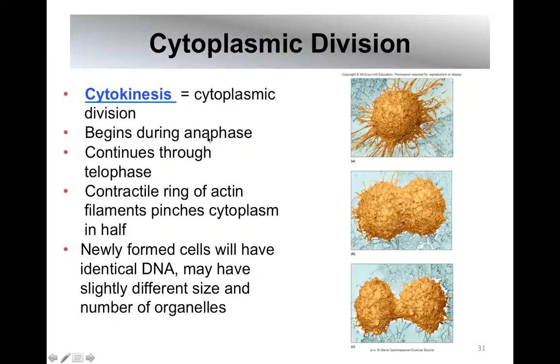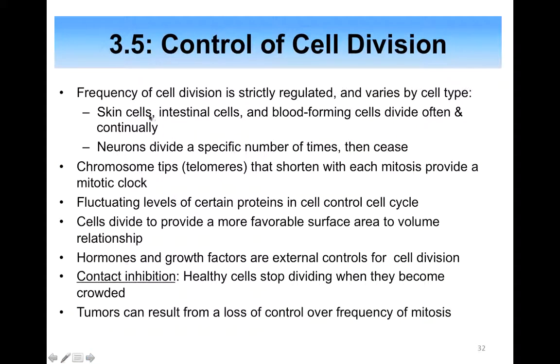Cytokinesis does begin during anaphase and continues all the way through telophase. The new cells will have the same DNA, but could be different in size based on how many organelles each got. Cell division is controlled through numerous pathways.